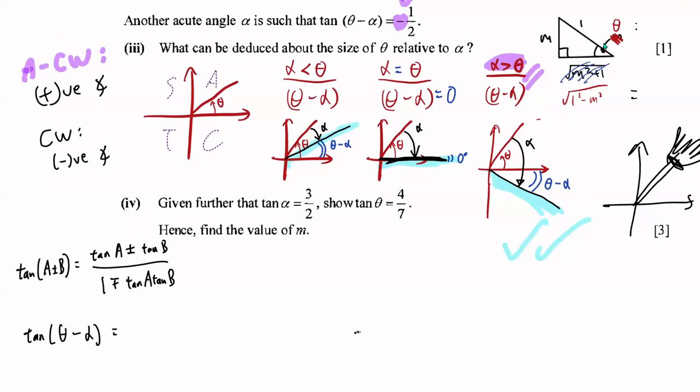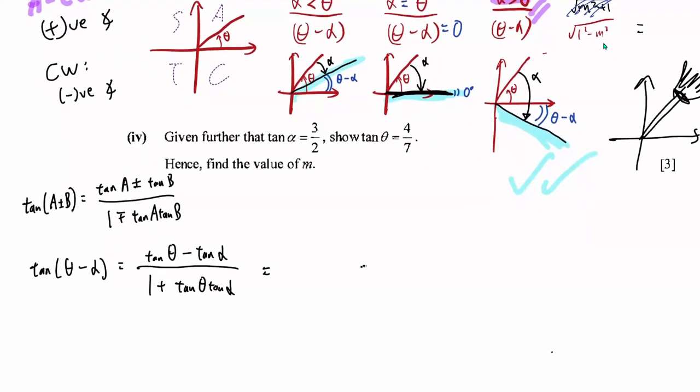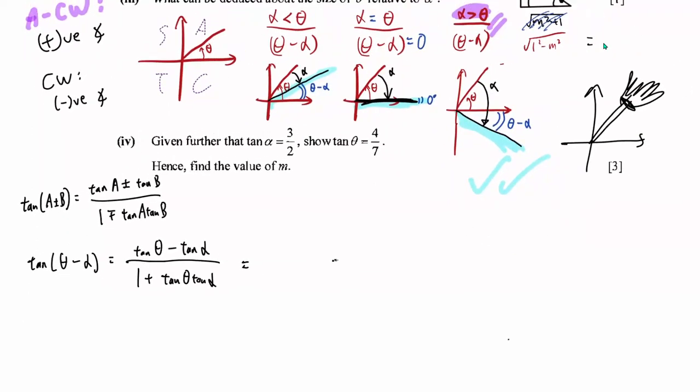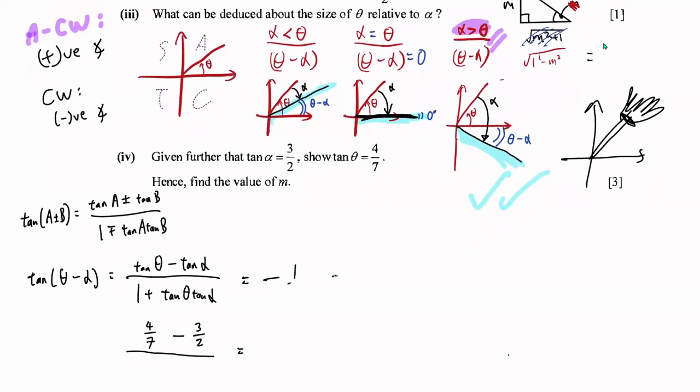Tangent theta minus alpha equals tangent theta minus tangent alpha, over 1 plus tangent theta tangent alpha. Very good. Sub in tangent alpha is 3/2. Can sub tangent theta minus alpha equals negative half. Yes, very good. Negative half as well. That's what I'm waiting for.